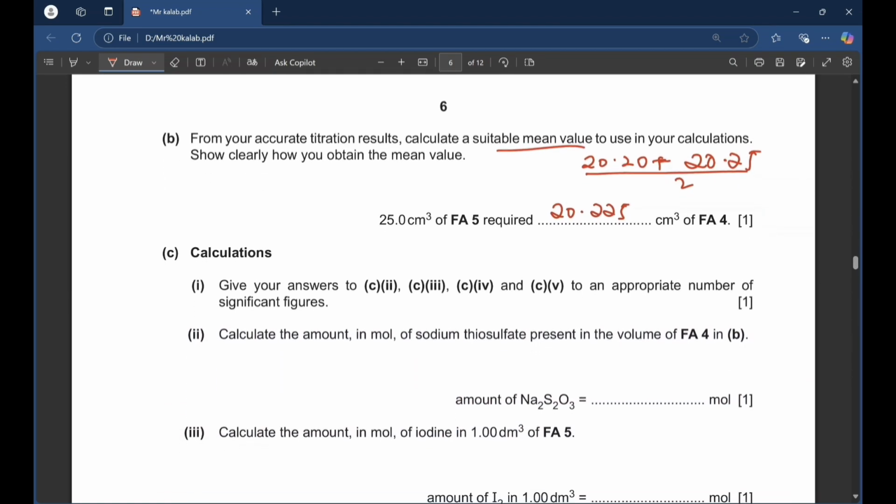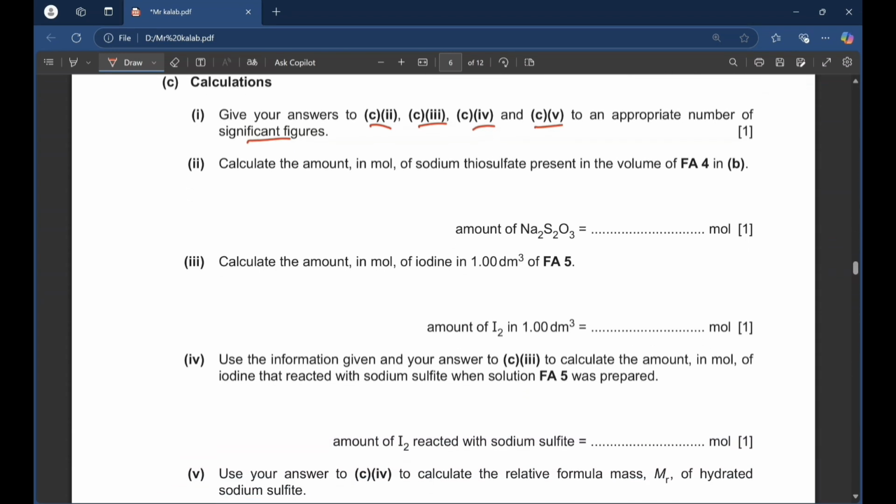Now let's move to C. So C1 is to give appropriate number of significant figures to your answers in C2, C3, C4 and C5. Okay, so make sure to pay attention to your significant figures. This will get you 1 mark. Okay, C2 calculates the amount in mole of sodium thiosulfate present in the volume of Fa4 in B.